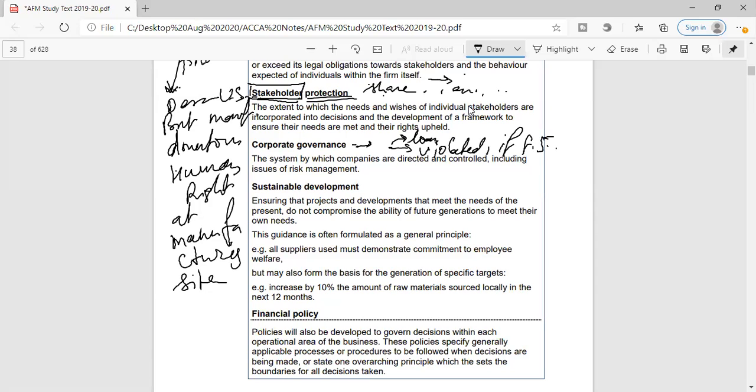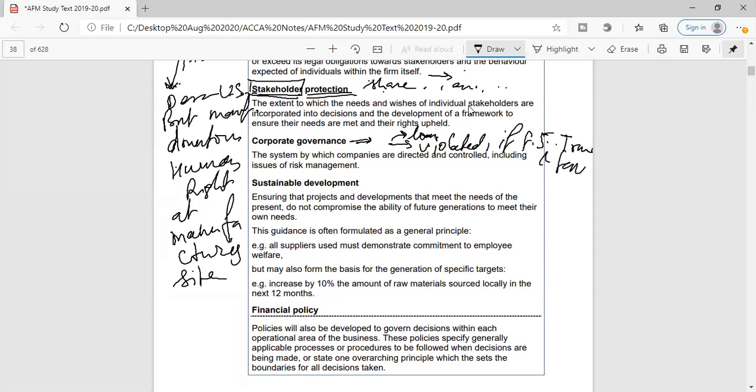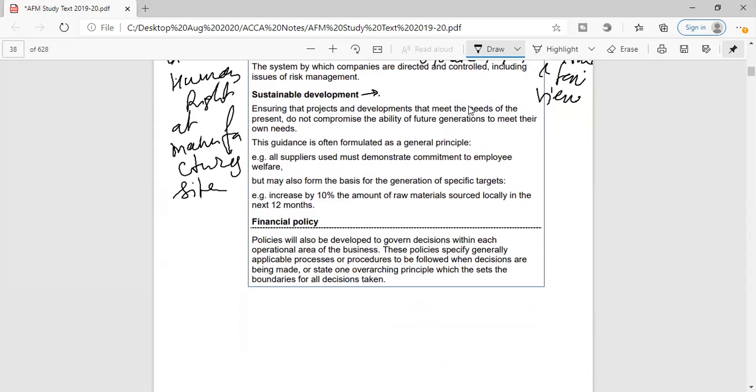So corporate governance, FS, true and fair view. Such things also go through the nose of the finance manager. Sustainable development. Well, imagine a company which is manufacturing, any company, Coca-Cola and Pepsi, when they manufacture cold drinks, do they replace water?